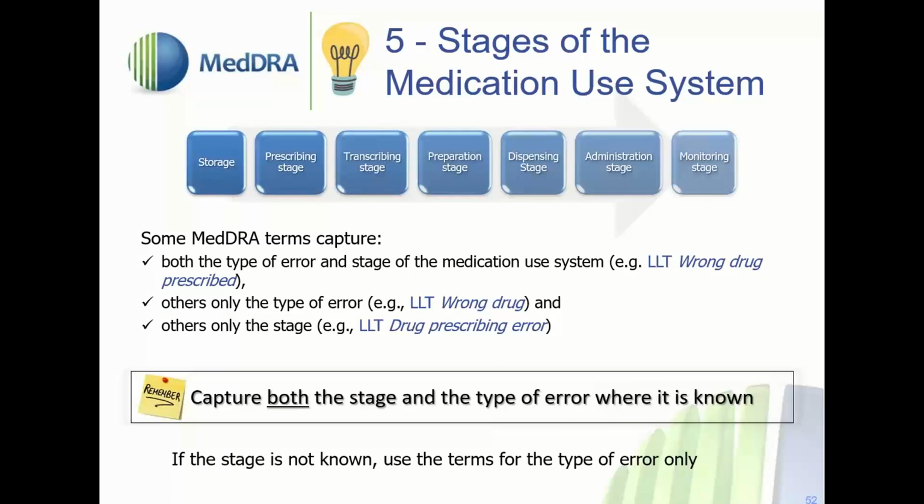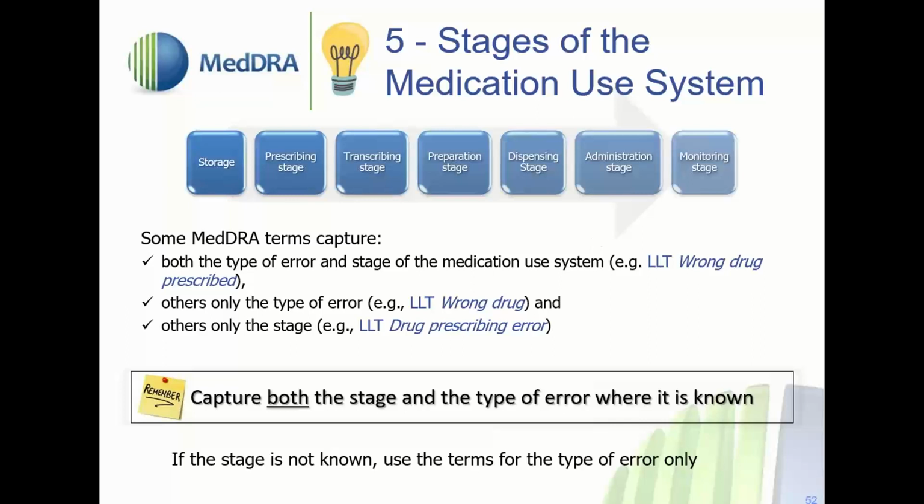Okay, so we already talked about the stages of the medication use system when looking into the HLGT medication errors and other product use errors and issues, and the MedDRA hierarchy. And so the slide shows the different stages, starting with the storage of the medication, continuing with the prescribing stage, the transcribing stage, the preparation and dispensing stage, the administration stage, and finally the monitoring stage. So lots of different stages here, lots of stuff to remember.